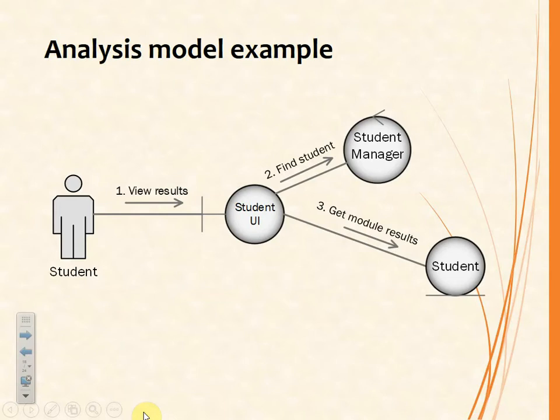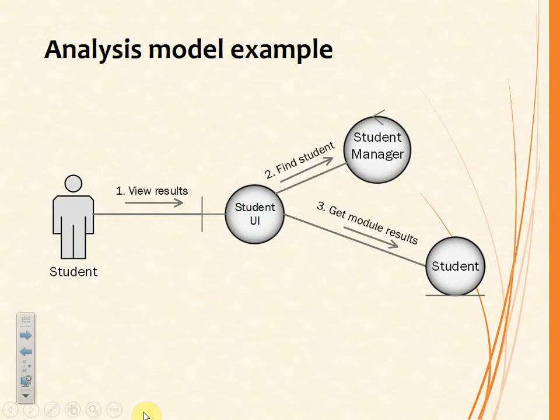Typically, we'll find that for each actor, there will be one analysis class for the boundary. So a student UI, librarian UI, lecturer UI, and so on. Now the student UI has been sent the message, view results. So it must now coordinate the response to that request. Well, to view results, it's going to need to get hold of the student for whom these results have been requested. Now there's a collection of students, almost certainly, in your system.